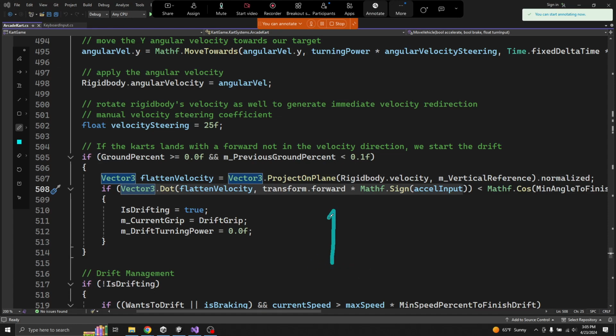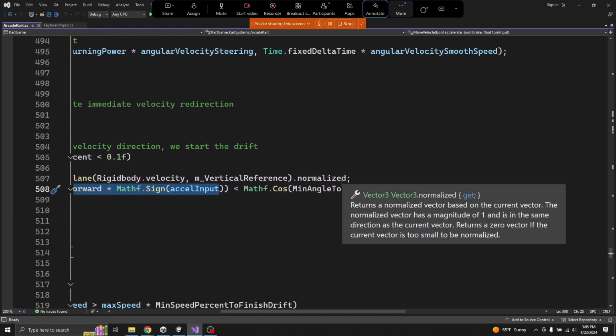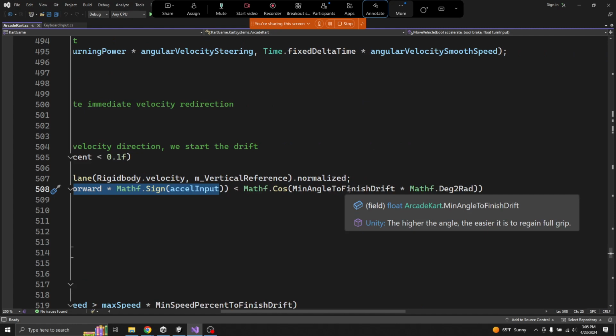So if we happen to be pointing this way and our velocity happens to be doing that, and this might be something like 0.8, then we're going to go into a drift. Or this, we're going to go here, and this looks like it's drifting. It's set to true. And you can change this number up in the inspector.